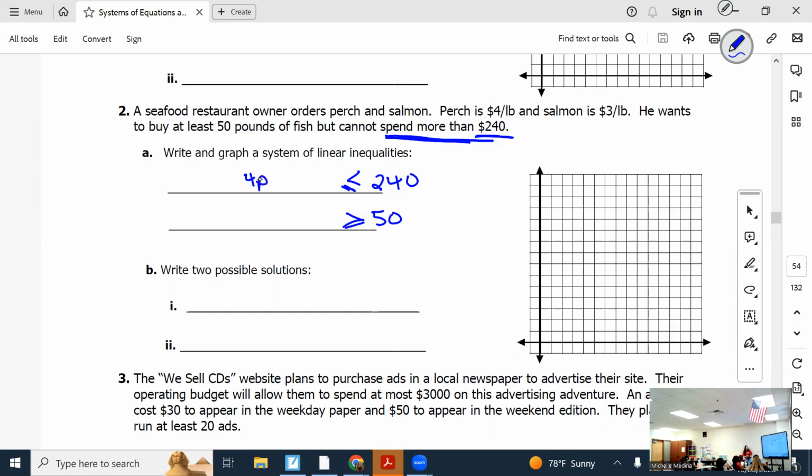So that's the perch is $4 a pound. How can I show that salmon's $3 a pound? 3S. And then I'm going to put a plus in between because that combined gives me the 240. Make sense?